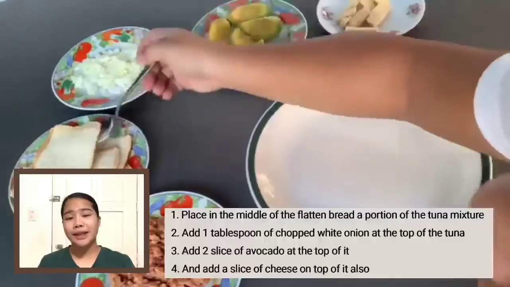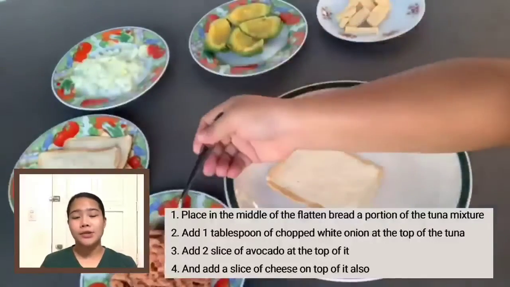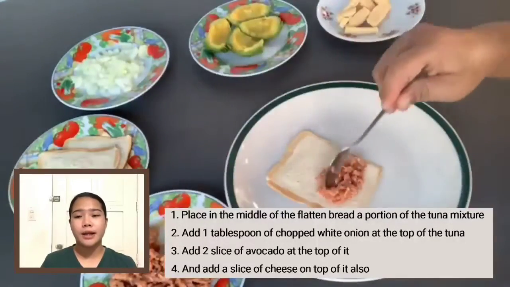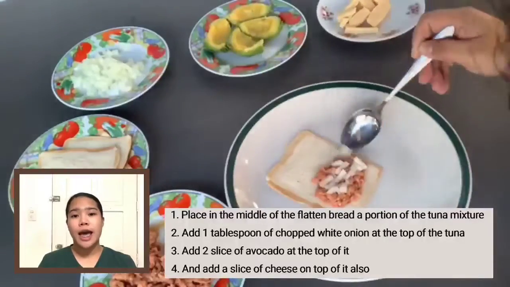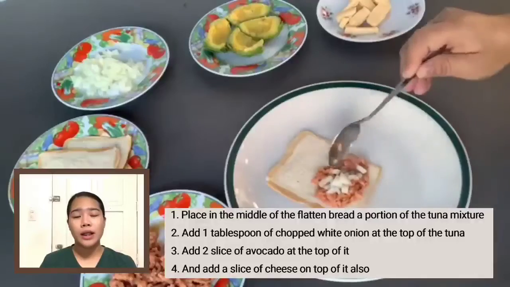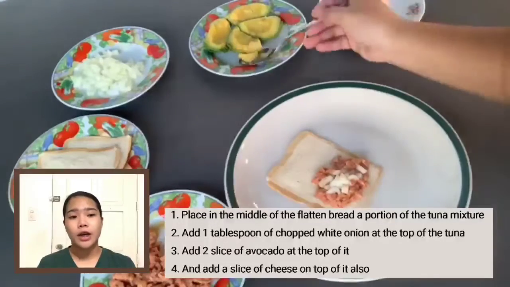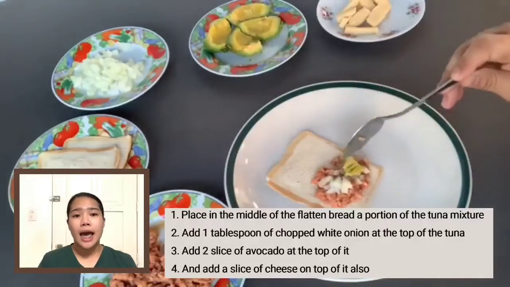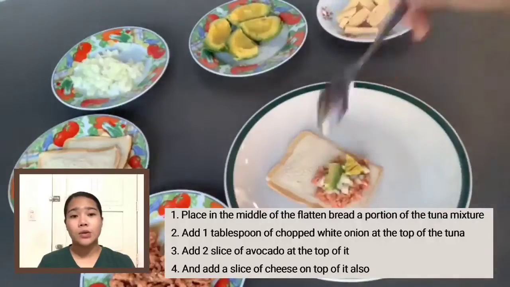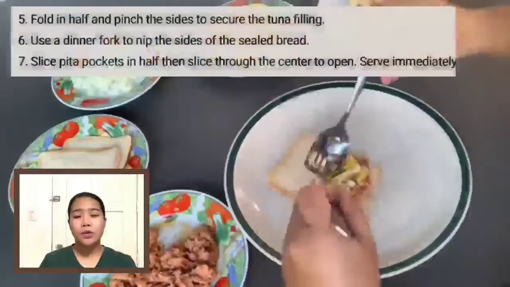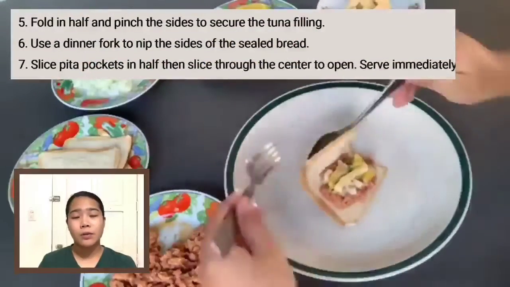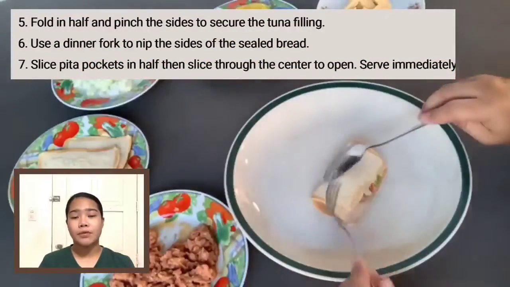So for our Mediterranean tuna pita packet, first we need to place in the middle of the flattened bread a portion of the tuna mixture. And then after that we need to add 1 tablespoon of chopped white onion on top of the tuna. And then we need to add 2 slices of avocado on top of it. And then we need also to add 1 slice of cheese on top of it.